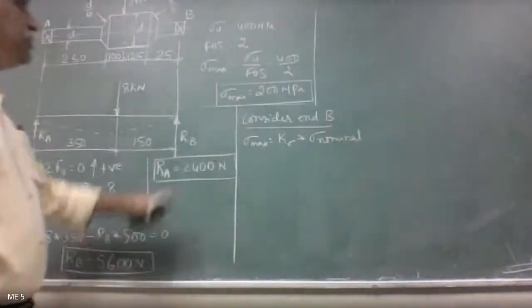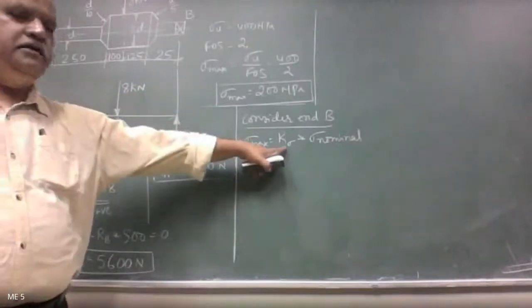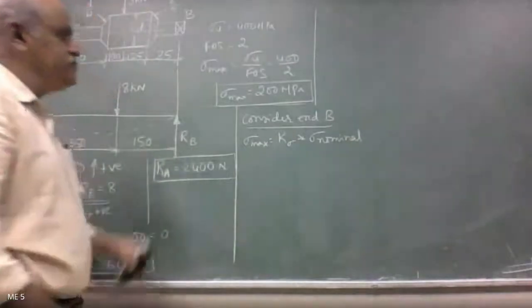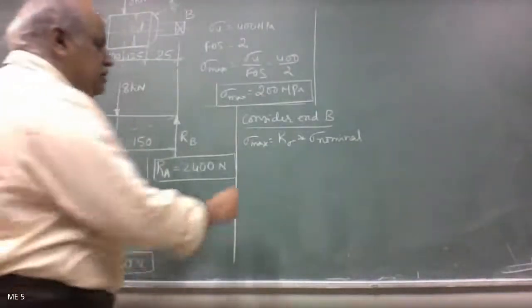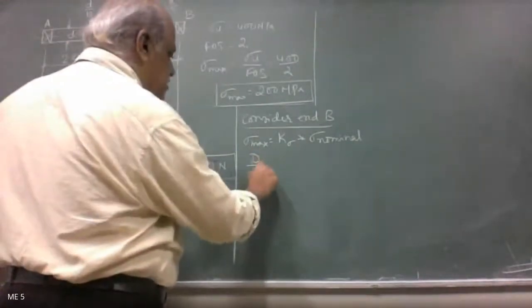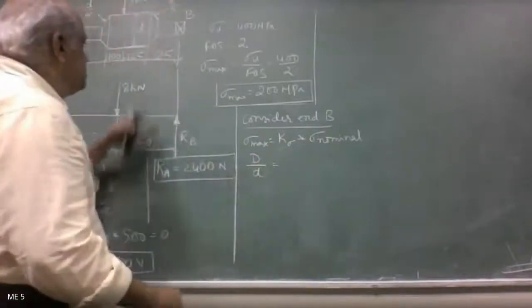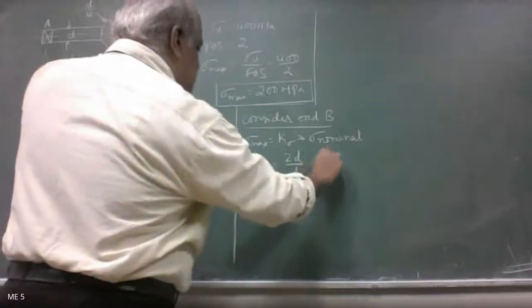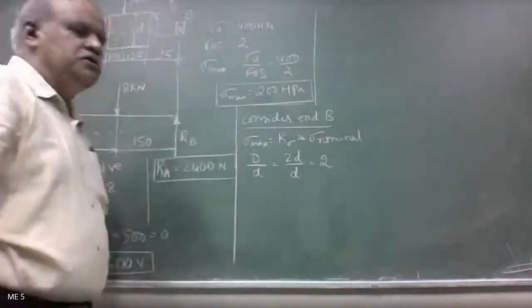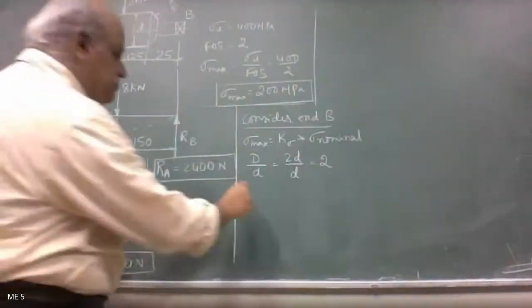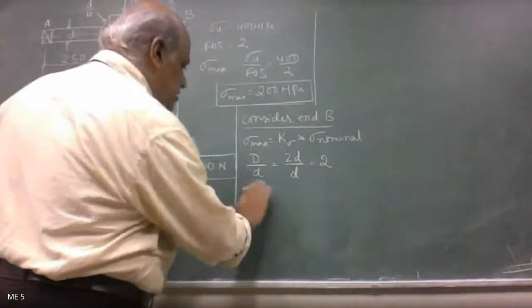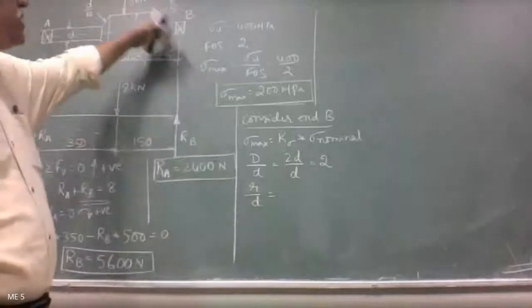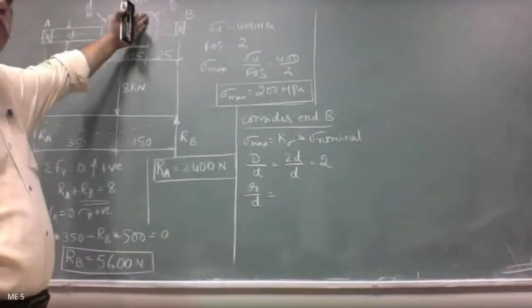Now, my job is to find out first the K sigma value. So, how do I find out K sigma? For a stepped shaft under bending moment, we need to find out D by d ratio. What is D here? Capital D is 2d, small d is d, so therefore D by d is equal to 2. Next, what we need to find out is r by d. What is r here for section B?